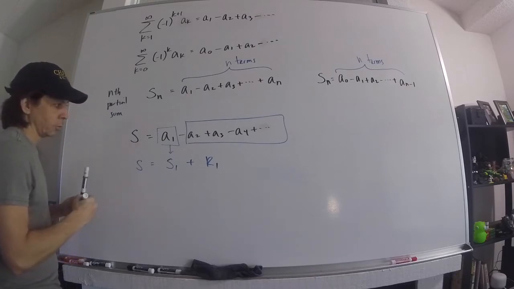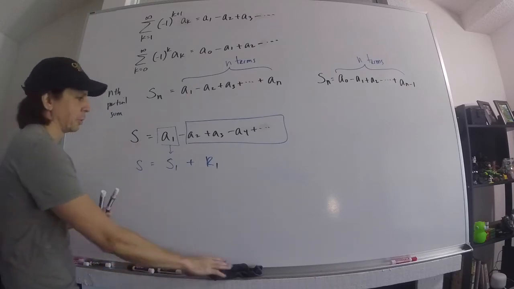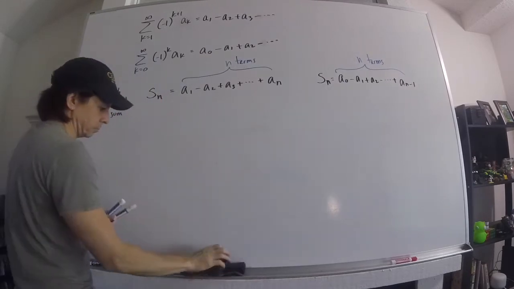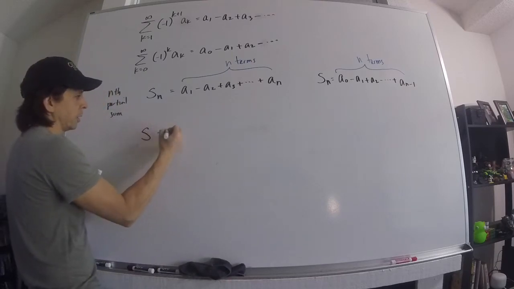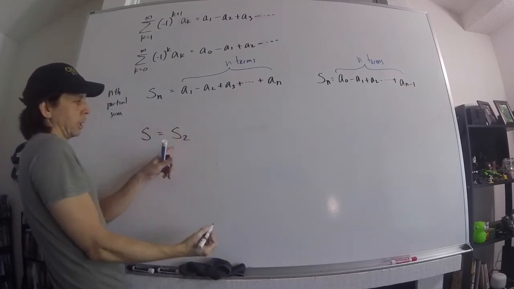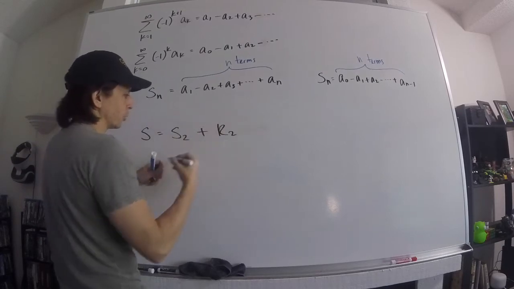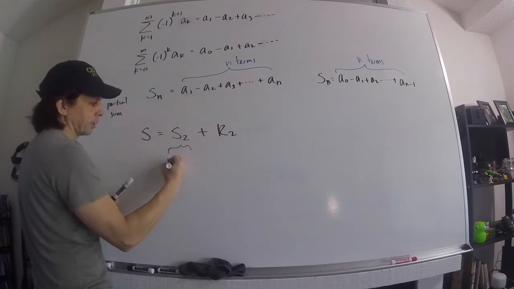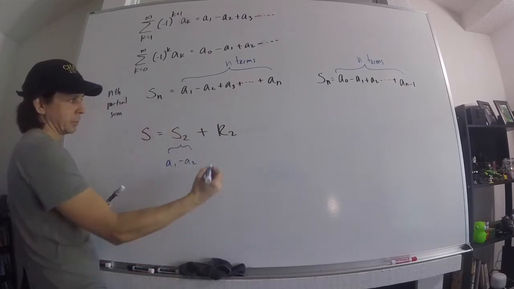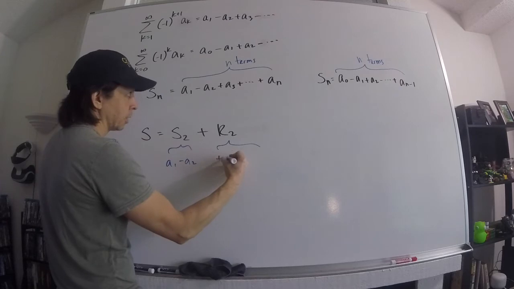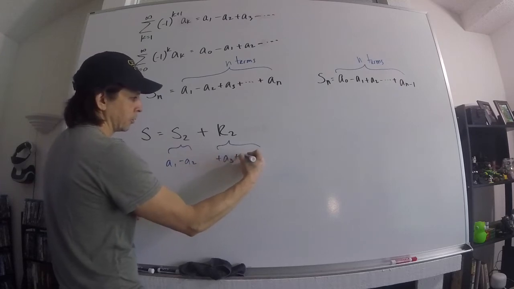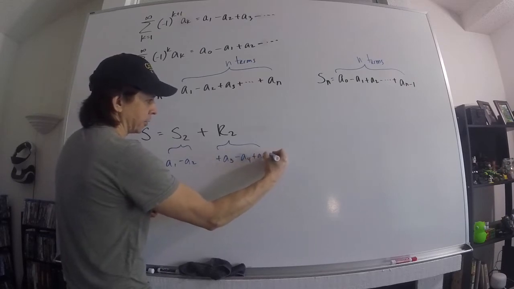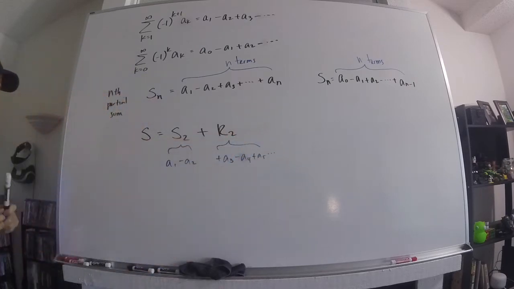Let me write it like this. I'm not going to do S1, I'm going to skip to 2. S could be written as S2 plus a remainder 2. And S2, with this form, is A1 minus A2. And the remainder is everything else, plus A3 minus A4 plus A5, dot dot dot. All of it is your remainder term.